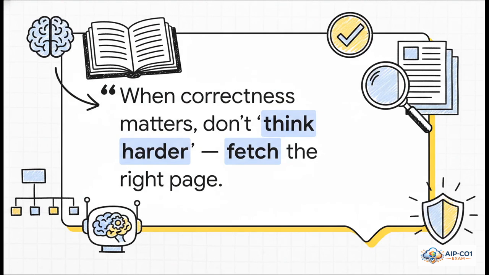And I want to leave you with this one powerful idea from the source material that just sums up the whole philosophy perfectly. When correctness matters, don't think harder, fetch the right page. And that, right there, is how you build an AI that you can finally trust.